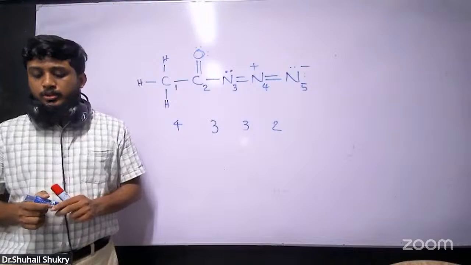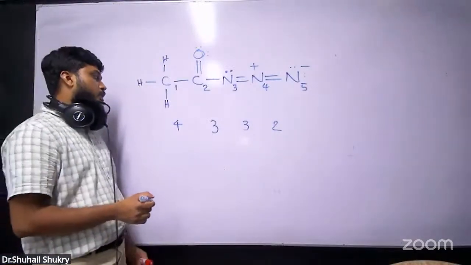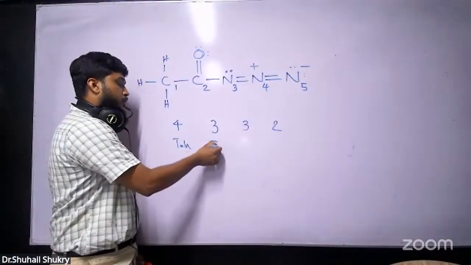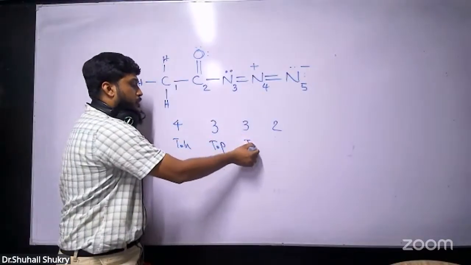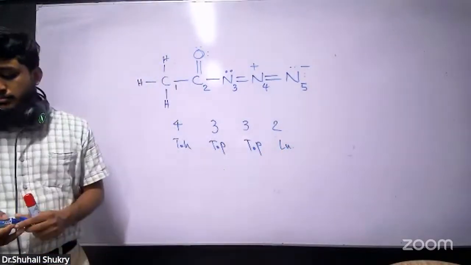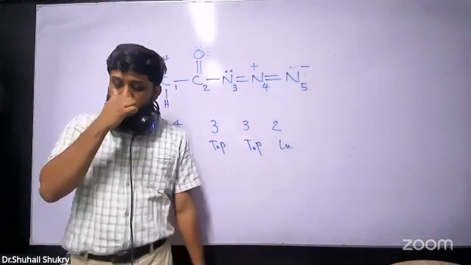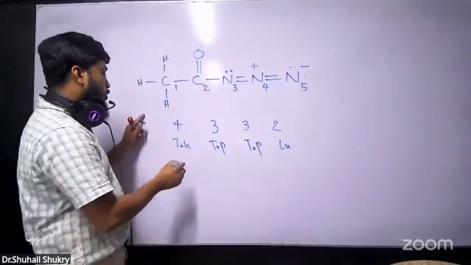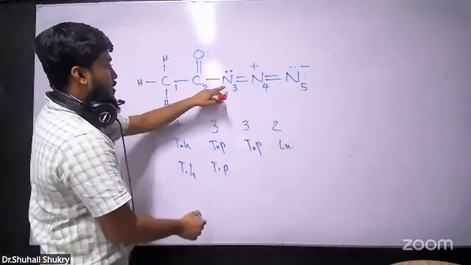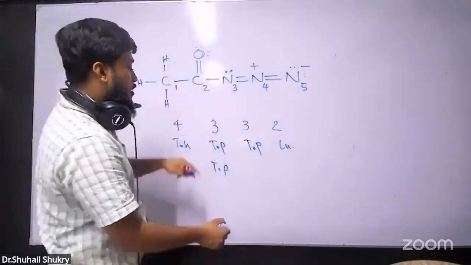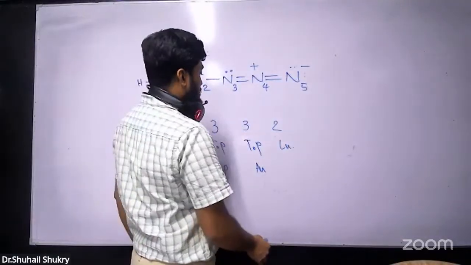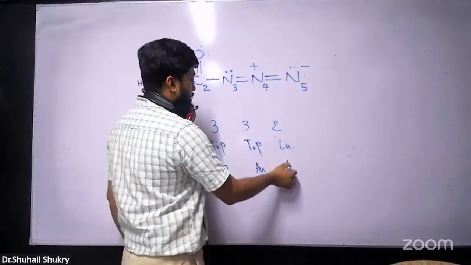Electron pair geometry around the atom. Electron pair geometry means you have to see how many VSEPR units. So this one tetrahedral, this one trigonal planar, this one trigonal planar, this one linear. After that, shape around the atom. This shape also tetrahedral. This shape is trigonal planar. This one, 2 sigma bonds and 1 lone pair, it's angular. Then this one again linear.